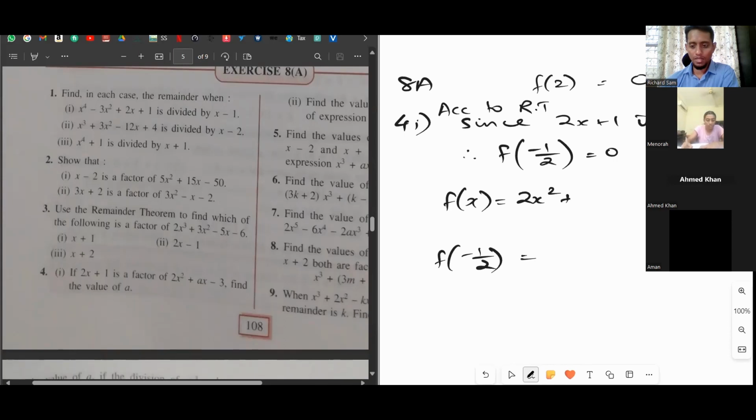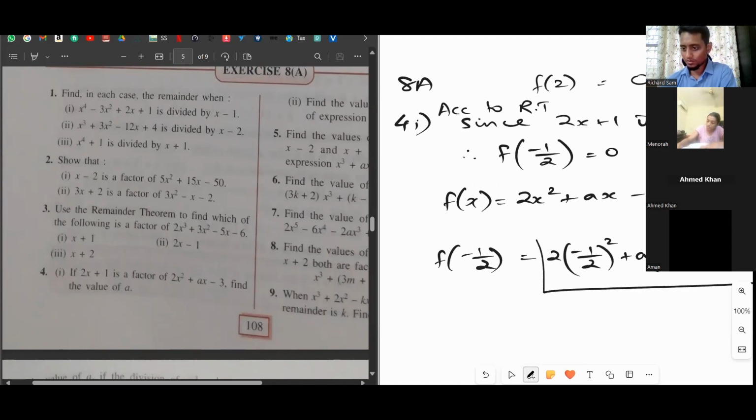2x square plus ax minus 3. This is f of x. And f of minus 1 upon 2 will be, put minus 1 upon 2 everywhere. Minus 1 upon 2 whole square plus a into minus 1 upon 2 minus 3 equal to 0. See, this equal to 0 is important here. Now this is your equation. In this equation, the missing value is a. Solve this and find a. That's how you do it.